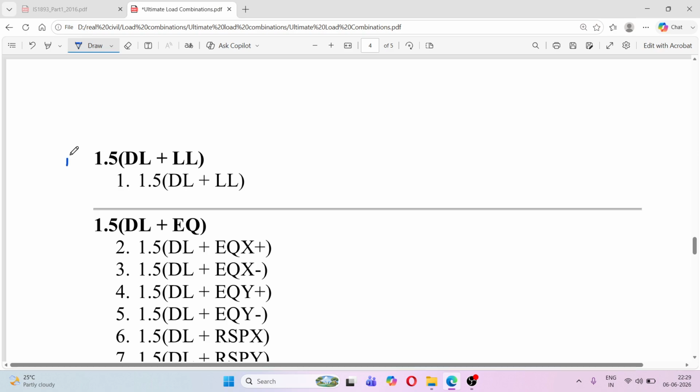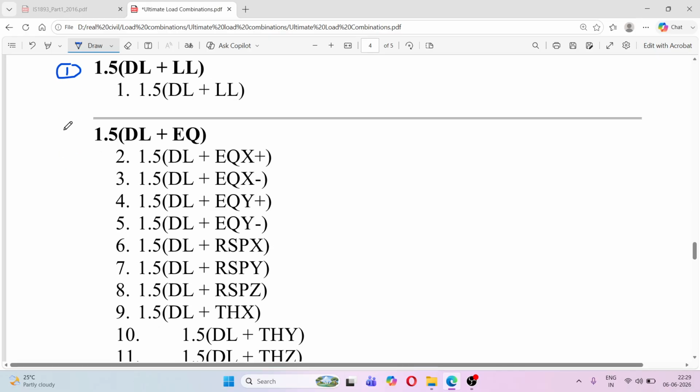So our first case was 1.5 dead load plus live load. It will be as it is, as there are no sub cases. The second case was 1.5 dead load plus earthquake, right?